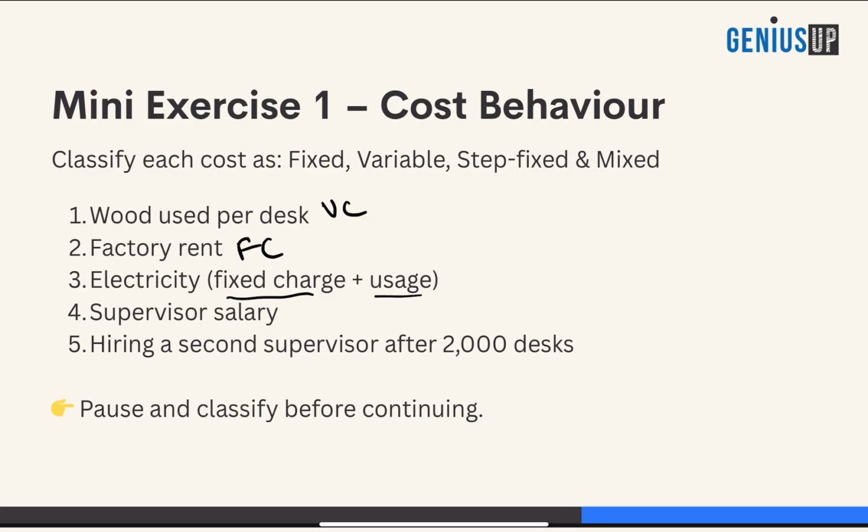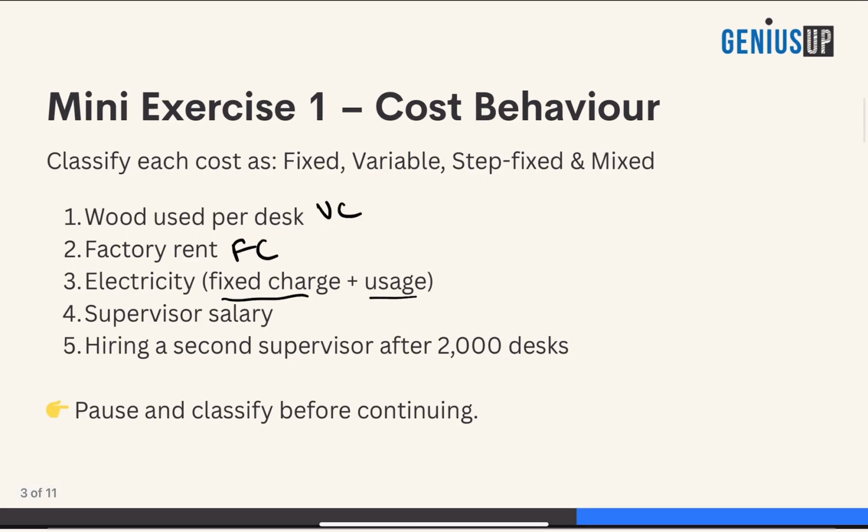So with the electricity, we're saying there's a fixed charge, meaning that each and every month there's a specific amount of money that you have to pay regardless of whether you produced something or not. So that fixed component is more of like the fixed element of the cost. However, we also need to pay based on usage. For example, if we use more electricity, we need to pay more. So in this case, you have a cost which is a blend of the two. It has a fixed component and it has a variable component. Therefore, if we have a cost like this, which is made up of a fixed component and a variable component, this is a mixed cost.